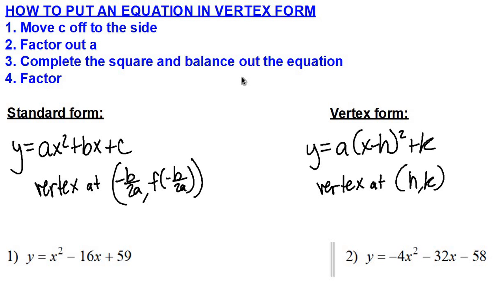Alright, so in this video we're going to learn about something called vertex form, how to write a quadratic equation in vertex form. And it's somewhat similar to what we did in an earlier section. We were talking about, let's say, slope-intercept form versus point-slope form versus standard form, just different ways of writing the same equation.